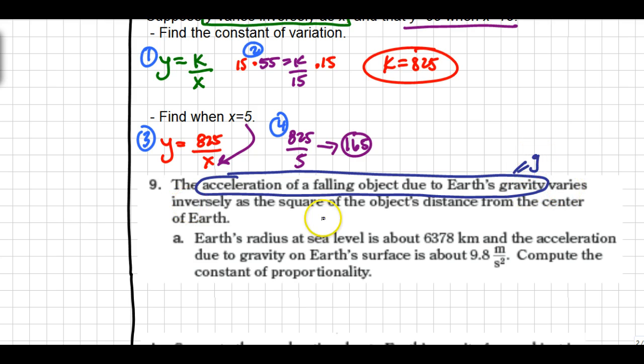It varies inversely, so I know I'm going to have k over something, and then I'm going to read the rest of the problem. As the square of the object's distance from the center of the Earth. So I'm doing distance, and I need to square it. And it needs to be underneath the k because it was inverse. So I used object's distance as my other one, that was the d, making sure that I squared it.